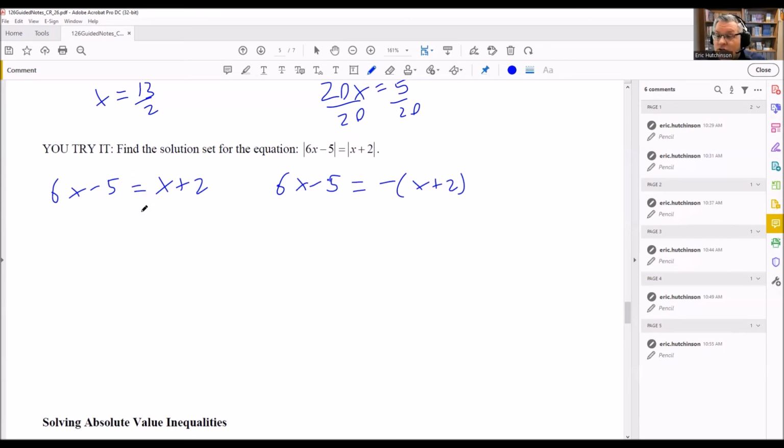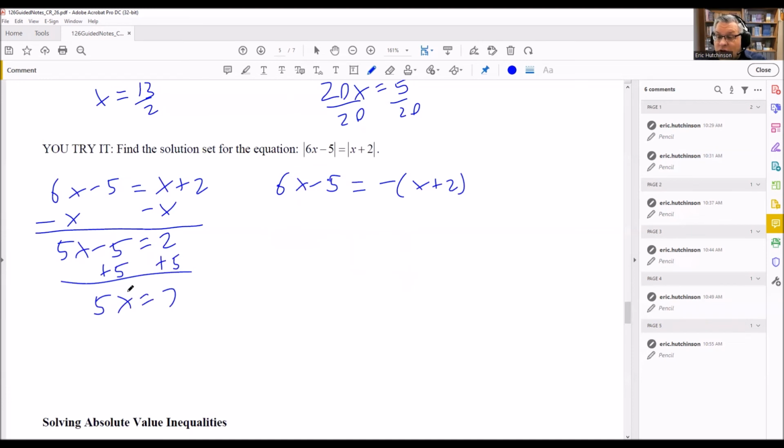First of all, let's subtract x from both sides, and we'll get 5x minus 5 equals 2. Then we're going to add 5. We get 5x equals 7. Divide by 5, and we'll get 7/5.